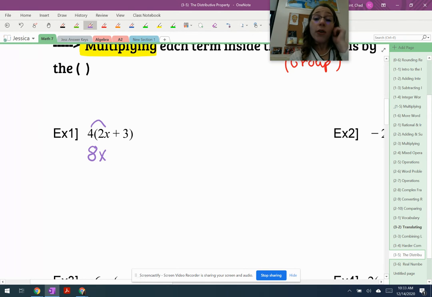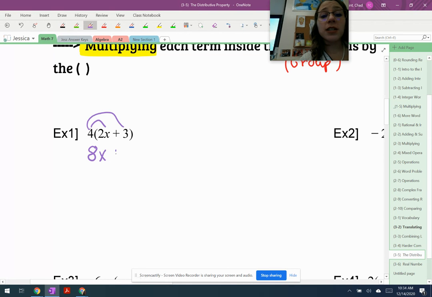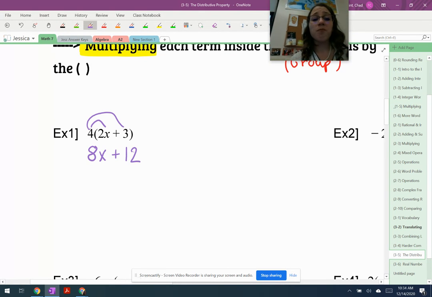Now, the 4 also needs to be multiplied by the 3, right? If you were in class and I gave everyone a piece of pizza except you, you would want to be included also because you're in the group. So we also need to multiply that 4 by the 3 to get a plus 12.